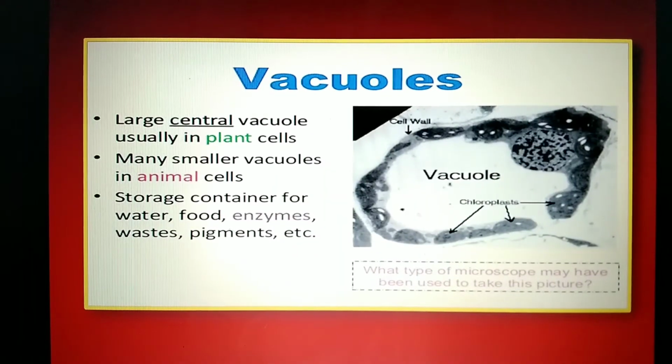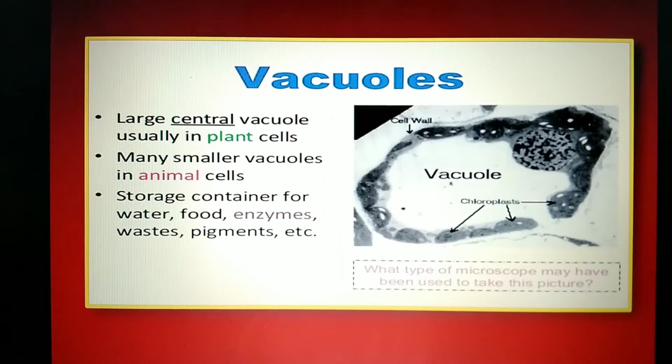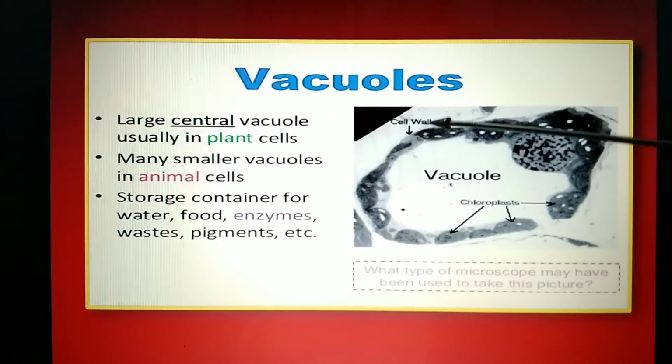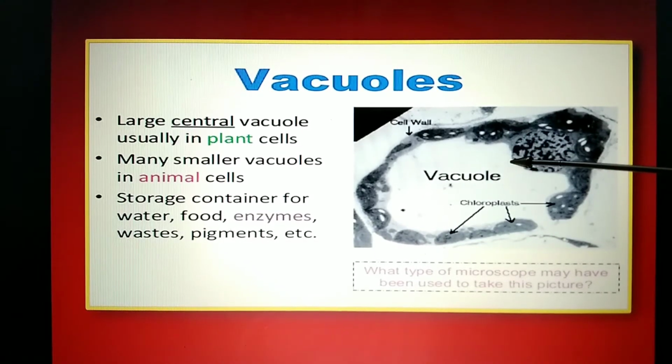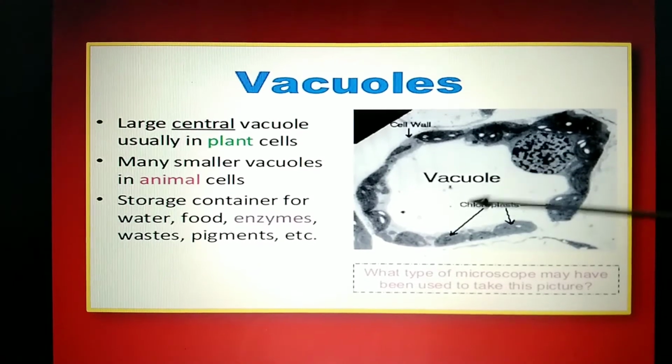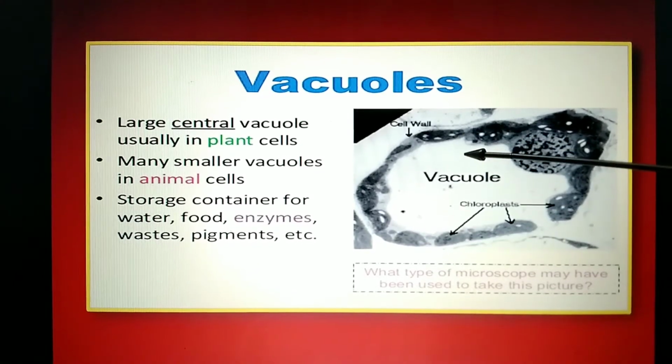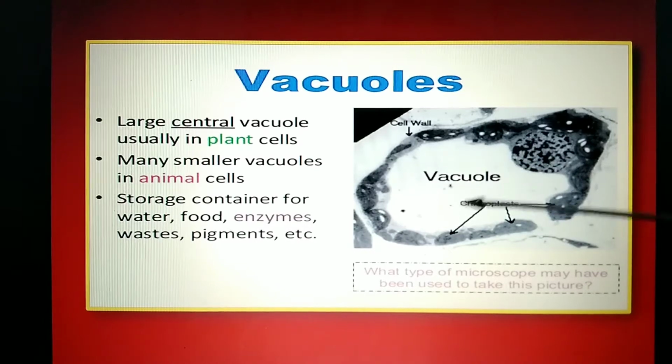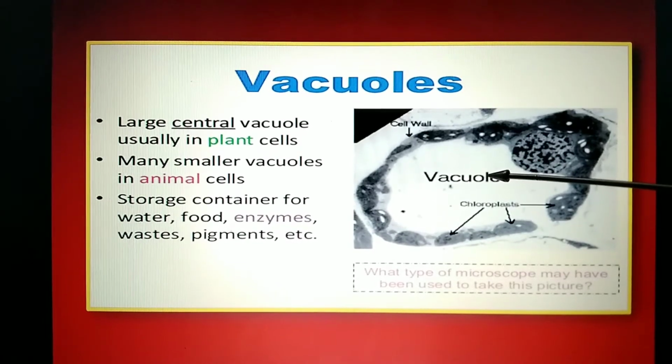Next organelle after plastid is the vacuole. Vacuoles are fluid filled or solid filled membrane bound spaces. They are a type of storage sacs.